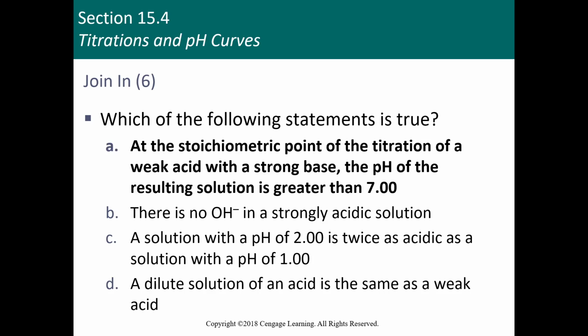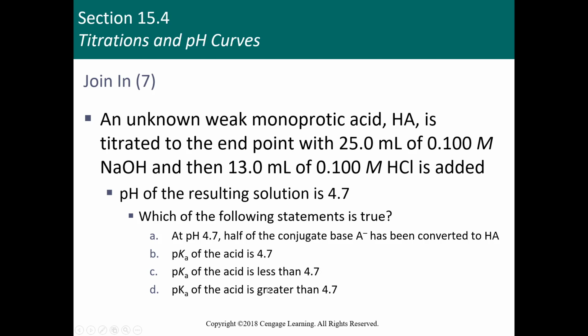Okay. Hopefully when I said this one right here, you recognize this as being something that I specifically pointed out on that graph, right? And that's a weak acid titrated with a strong base has a stoichiometric point or equivalence point that is greater than 7. The rest of these are completely just not true at all. Again, this is sort of testing your knowledge here throughout this entire chapter.